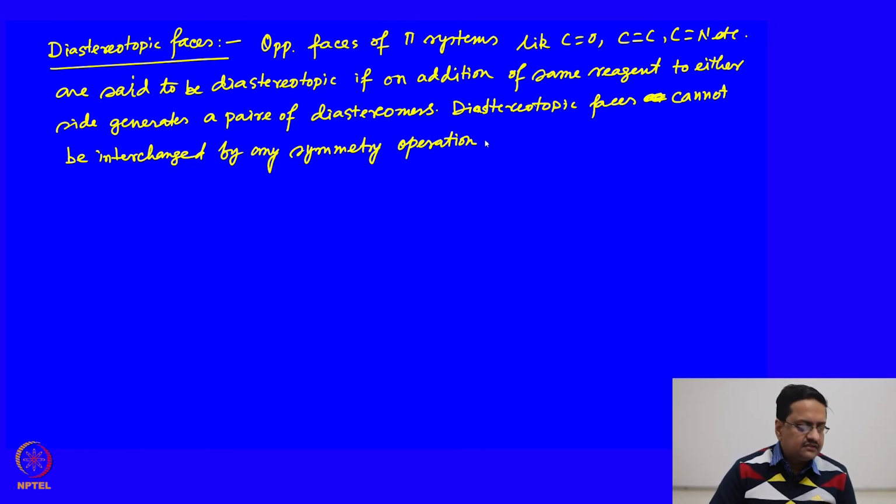So, let us try to see this with one example. Suppose we take a molecule which already has a chiral center.